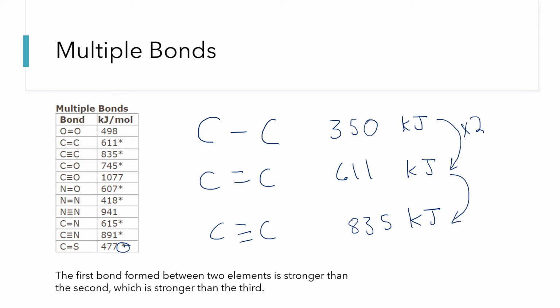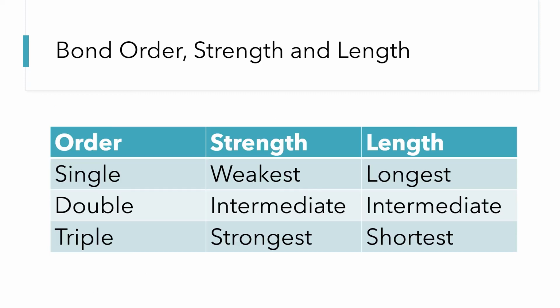So each successive bond that we form adds to the overall bond energy. The triple bond has a bigger bond energy than the double bond. The double bond has a bigger bond energy than the single bond, but it's not as simple as doubling or tripling the single bond energy.